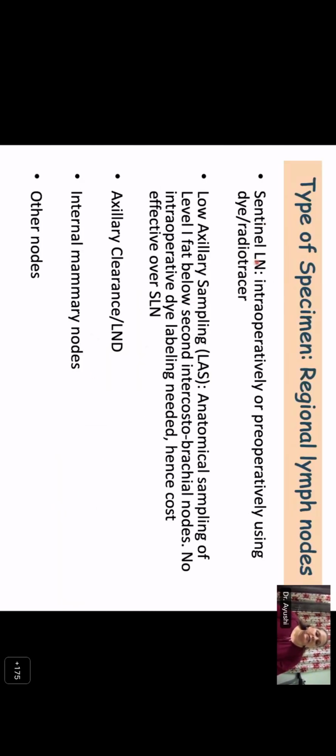Generally, we receive the sentinel lymph nodes, in which, intraoperatively or preoperatively, using dye or radio tracers, the dye is injected in the tumor, and the first draining node is the sentinel lymph node that is sent to identify the first station of metastasis of the tumor. If that is negative, generally the rest of the axillary fat is not sampled.